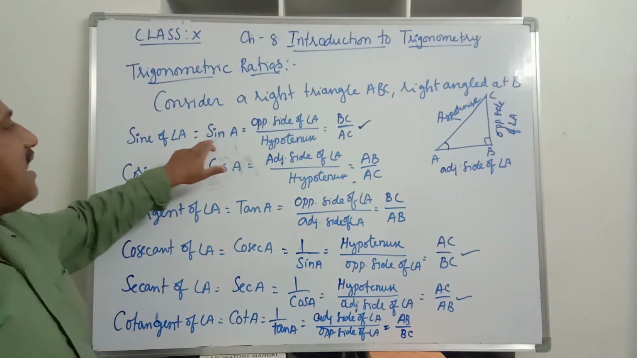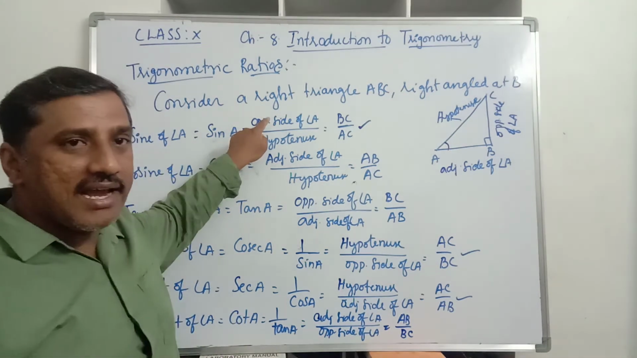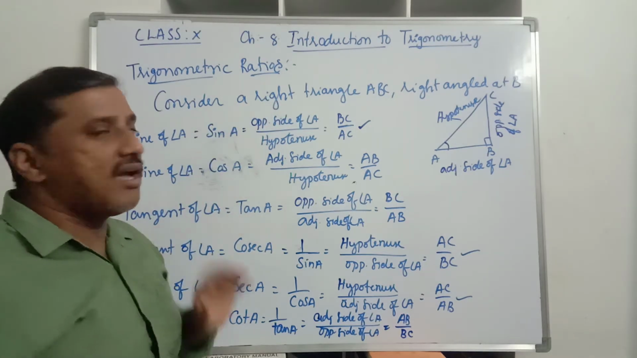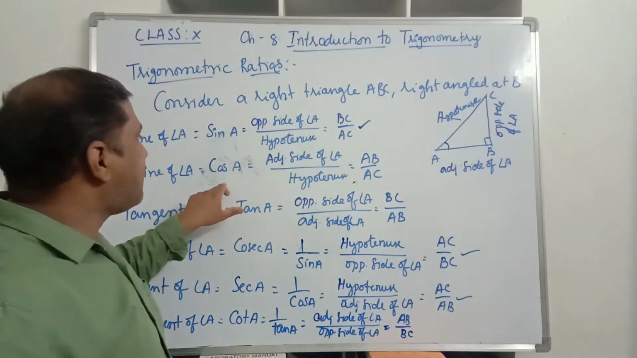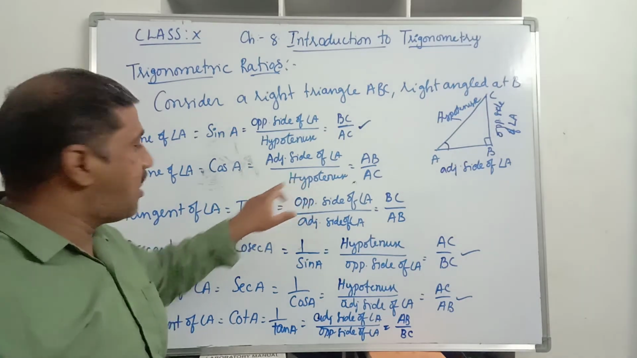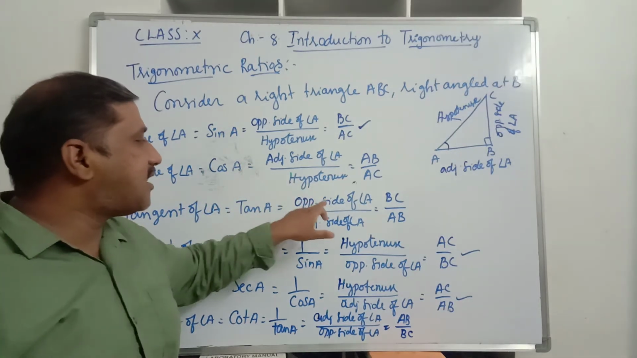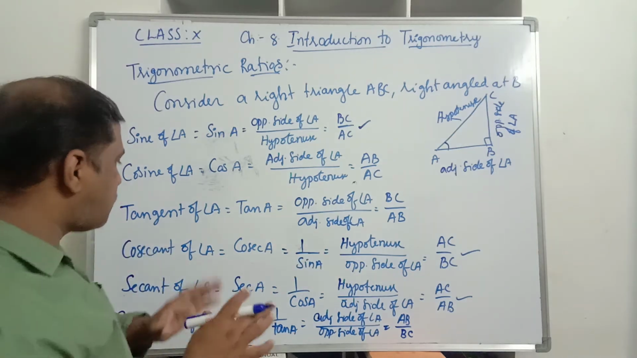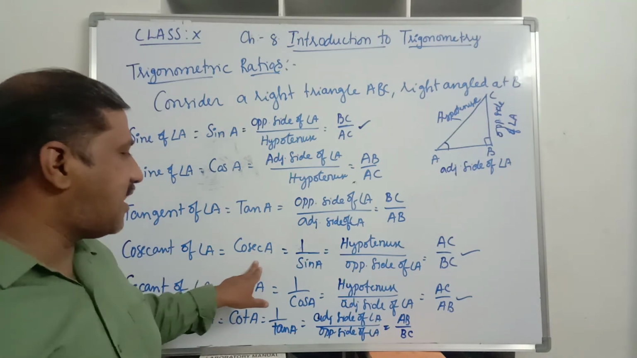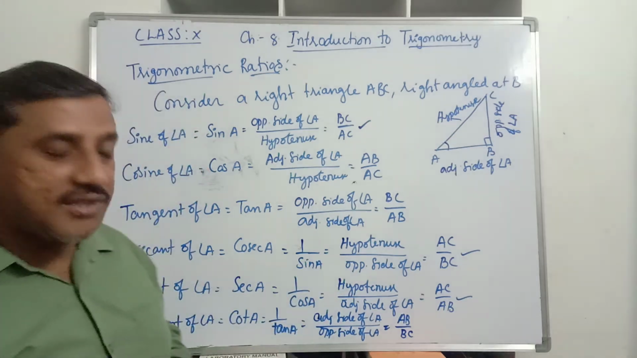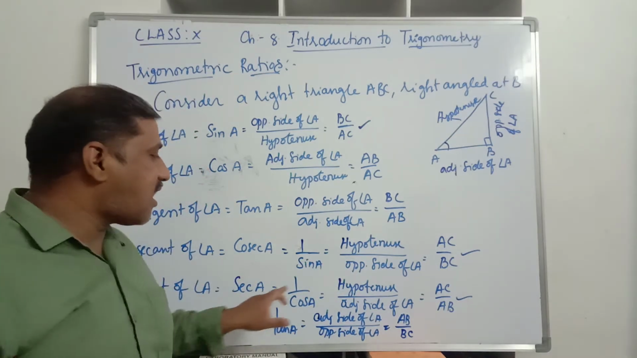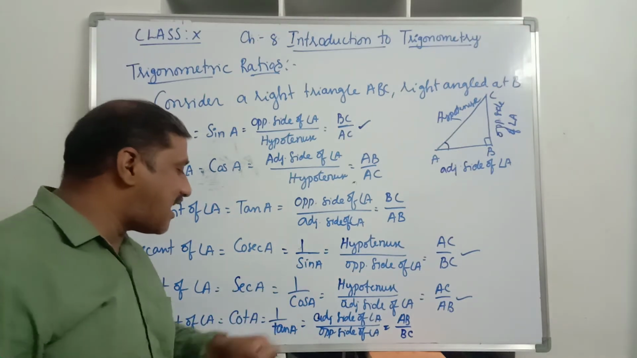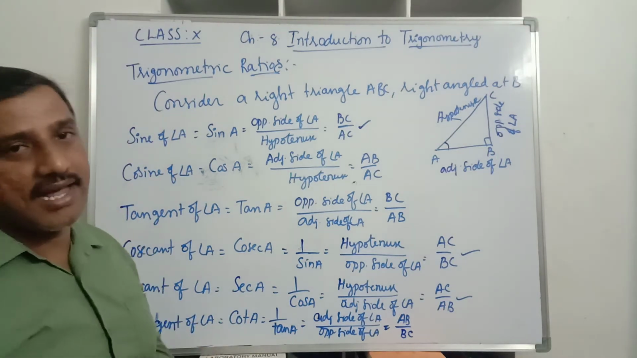So sin A is the opposite side of a given angle divided by hypotenuse. Cos A is adjacent side by hypotenuse. Tan A is opposite side divided by adjacent side. Simply, cosecant A is hypotenuse divided by opposite side, secant A is hypotenuse divided by adjacent side, and cot A is adjacent side divided by opposite side.